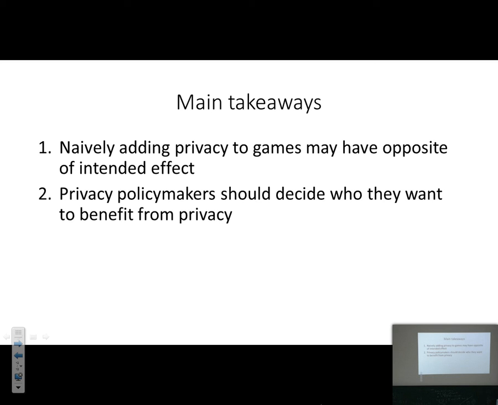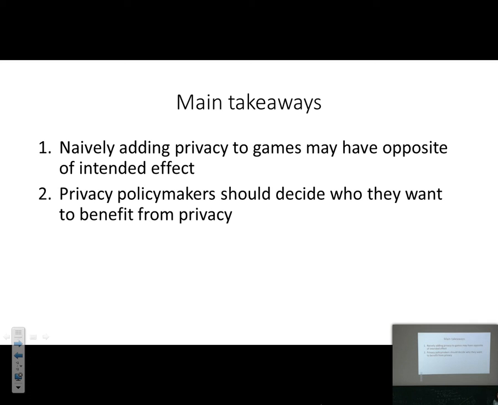So the main takeaways that I want you to get from this is that if you just add privacy to games without thinking about the incentives of the players themselves, then you can very often have the exact opposite of the intended effect. This is in contrast to the differential privacy literature, which assumes that you have some fixed database and you can just choose the privacy level to optimize your privacy-accuracy trade-off.